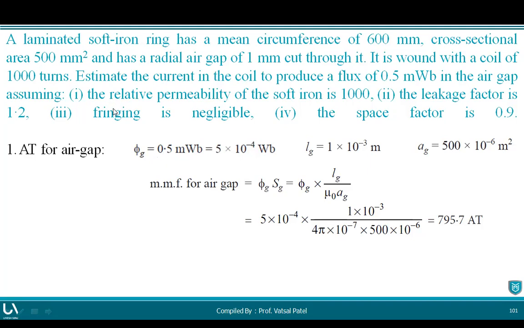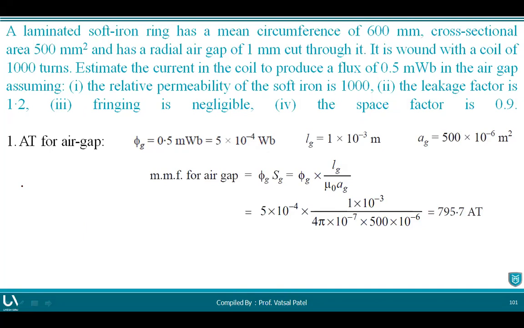I think you have read all the sentences very carefully. In this example question, we have to identify the current in the coil which produces a flux of 0.5 milliweber in the air gap, and you have to assume these parameters. Assume there is a coil with a soft iron ring, and the circumference is already given as 600 mm, so you don't have to worry about that part.